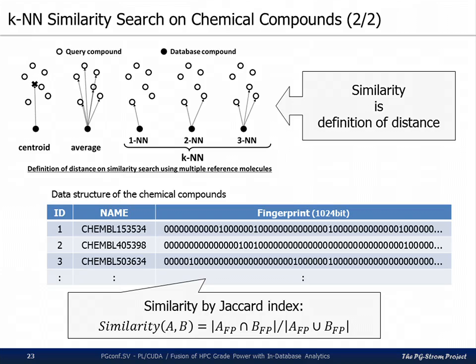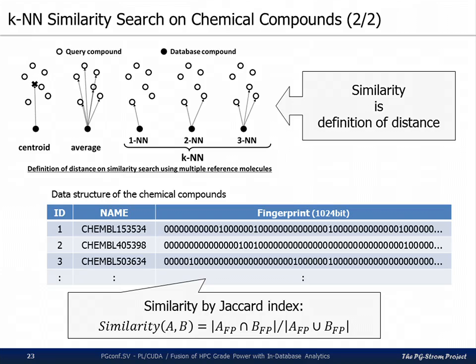That is, we once calculate the distance between all the items from the query chemical compound and the target chemical compound, and pick up some items that are nearest to the target chemical compound. And we consider its average as the representative distance.